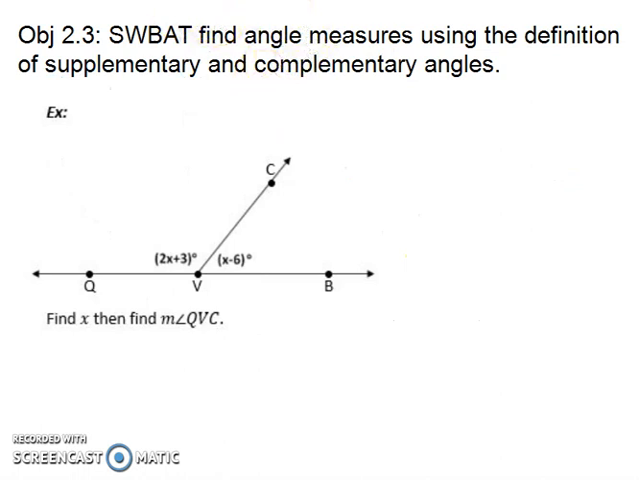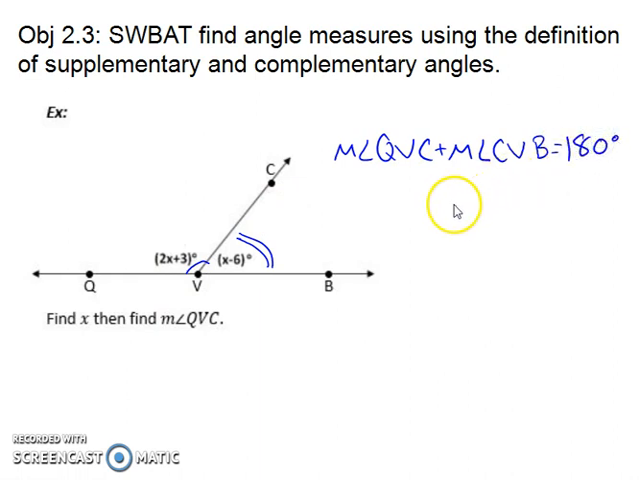Next problem, when you take a look at this, you should notice right away that these two angles, which are angles QVC and CVB, together make a straight line, which means that they make 180 degrees. So these are supplementary angles. So I will start my equation. Measure of angle QVC plus measure of angle CVB. And we know that when you sum these together, you get 180 because, as we just said, they're supplementary.